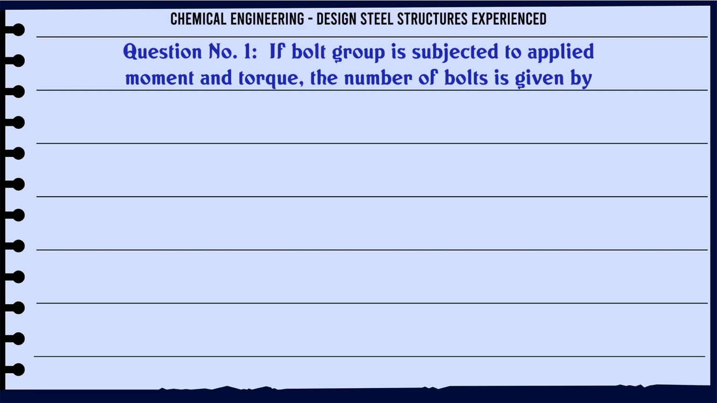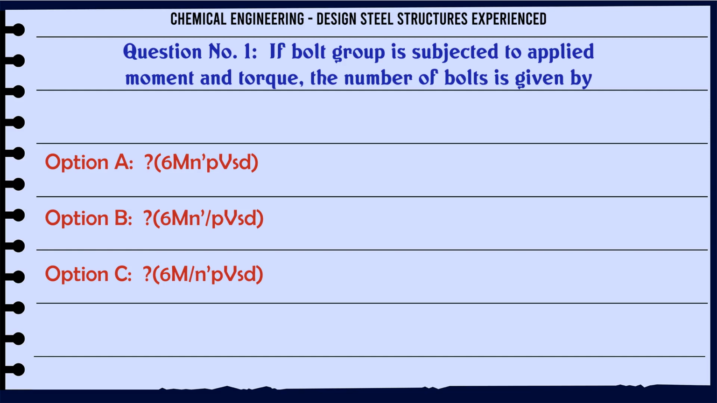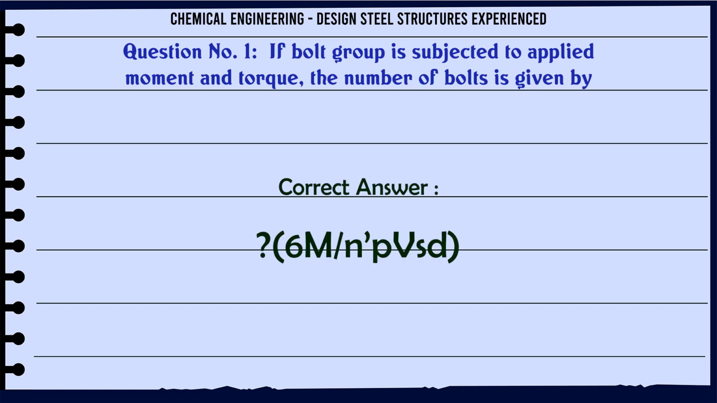If a bolt group is subjected to applied moment and torque, the number of bolts is given by: A. 6 mn PVSD, B. 6 mn PVSD, C. 6 mn PVSD, D. 6 mn PVSD. The correct answer is 6 mn PVSD.